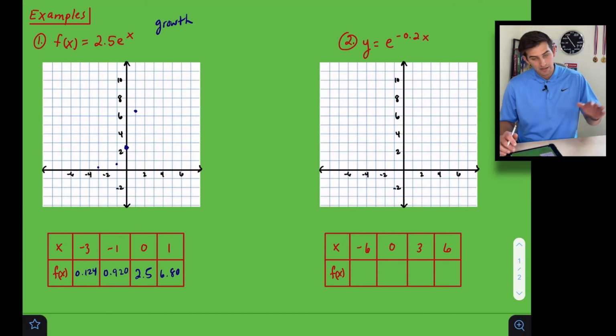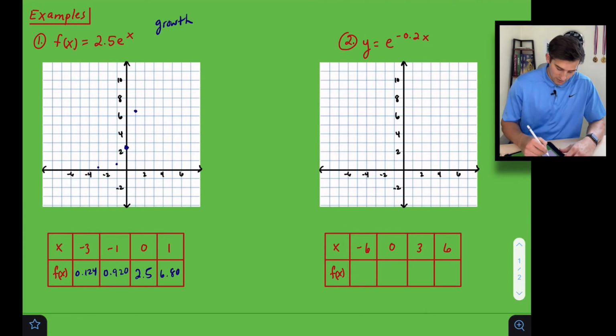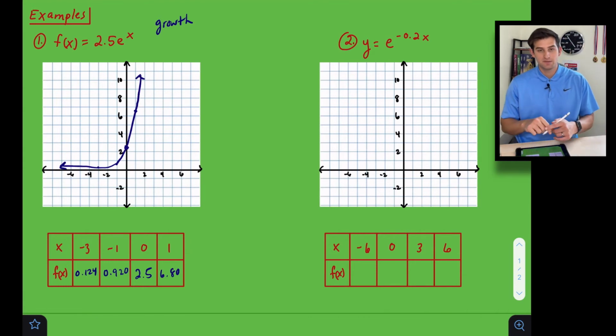So if you notice, we do have our exponential growth curve happening here. So let's see if we can draw our curve through these points. Okay, not too bad. All right, so we suspected it to be exponential growth from the way the equation looked, and our graph reflects that. So we're good for number 1.